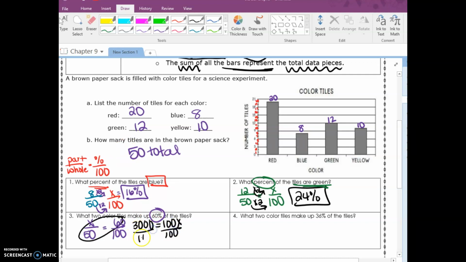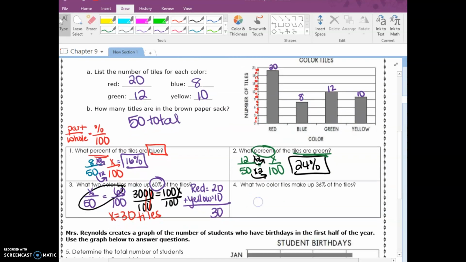Divide by 100, which means I'm just going to cancel out 2 zeros. So x is 30 tiles. Now I'm going to look on the bar graph to see which two make up 30 tiles. I would say my red tiles, which is 20, and my yellow tiles, which is 10. Both of those together equal 30, which is what I want. So my answer there would be red and yellow.